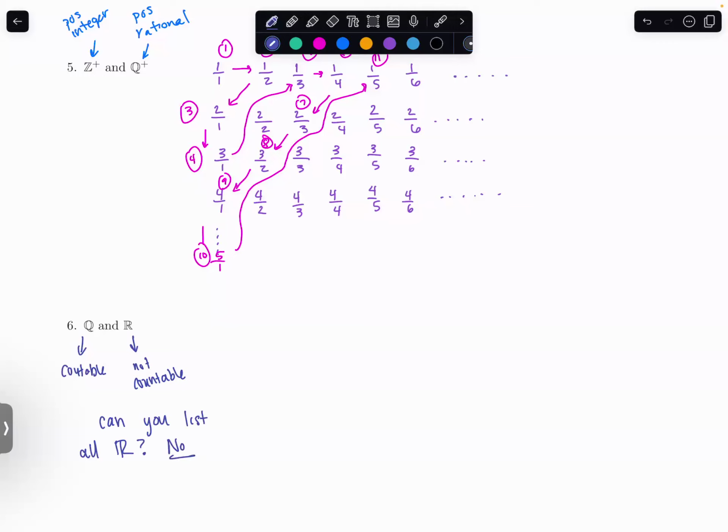There are actually infinitely many numbers between 0 and 1. Like on this interval 0 to 1, there are actually infinitely many numbers, and uncountably infinitely many. So this is the diagonalization thing.